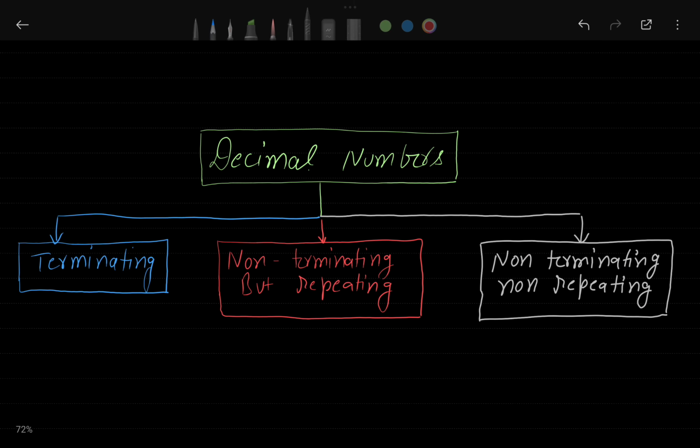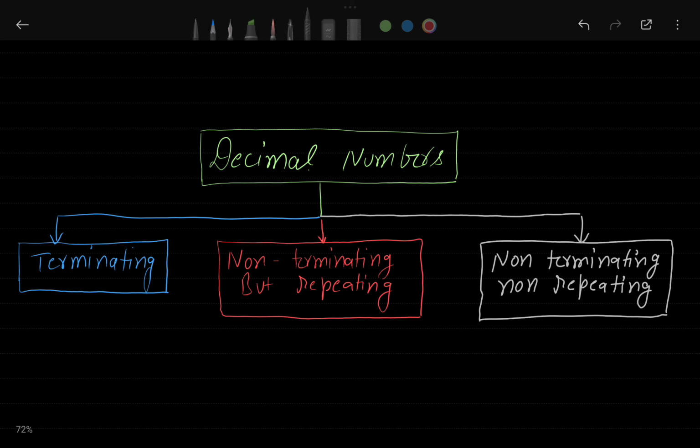In my last video I explained to you that there are three types of decimal numbers, that is terminating, non-terminating but repeating, and non-terminating non-repeating. And I also explained the difference between each of these types.